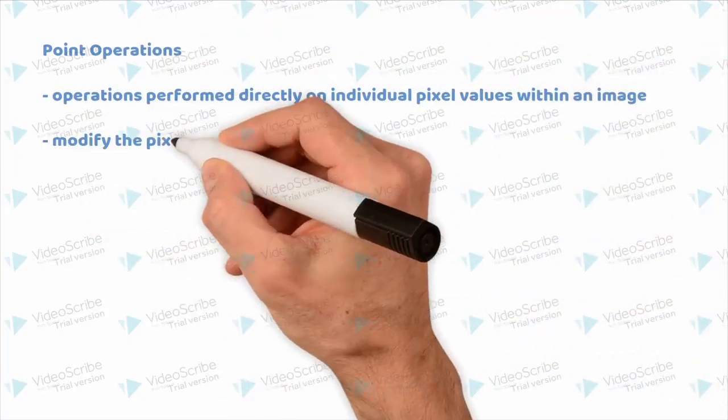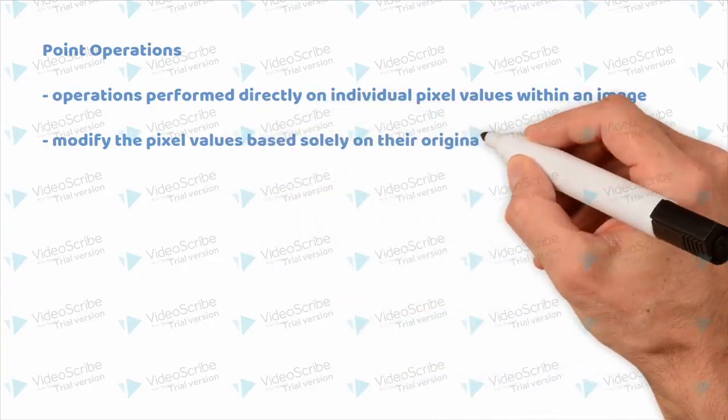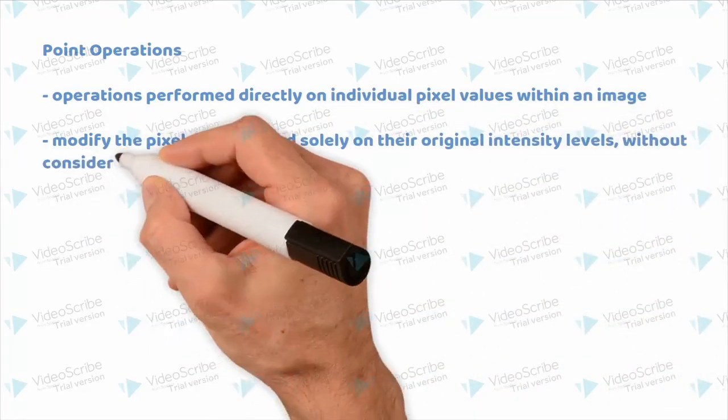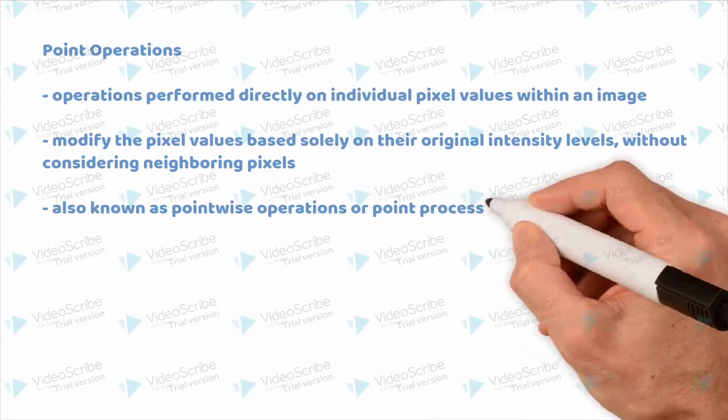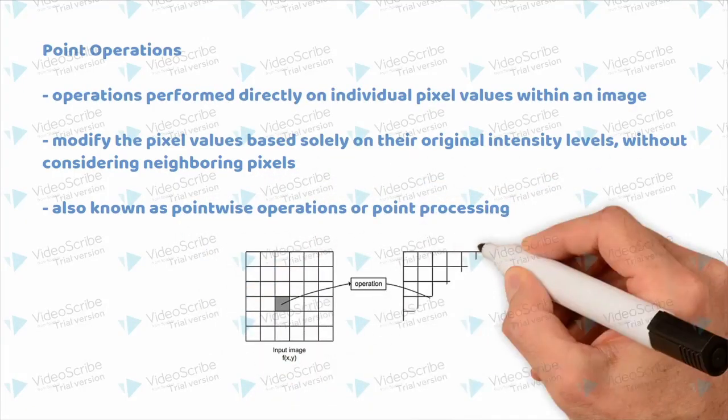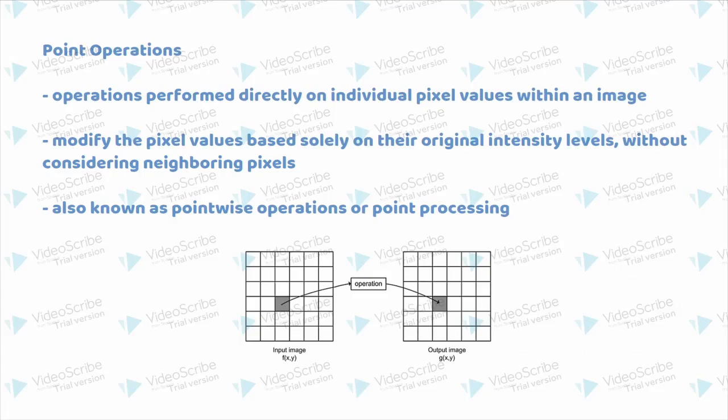Point operations refer to simple operations performed directly on individual pixel values within an image. These operations modify the pixel values based solely on their original intensity levels, without considering neighboring pixels. Point operations are also known as pointwise operations or point processing.